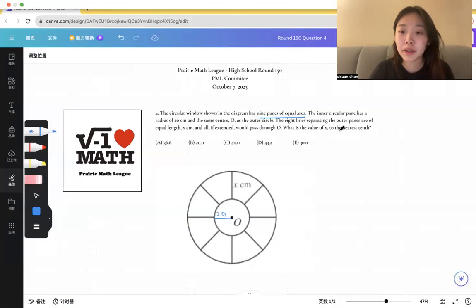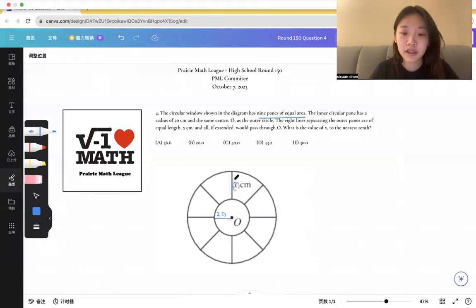The 8 lines separating the outside planes are of equal length x, and all, if extended, will pass through O. So if we extend those lines, we can separate this larger circle into 8 equal pieces. So what is the value of x?